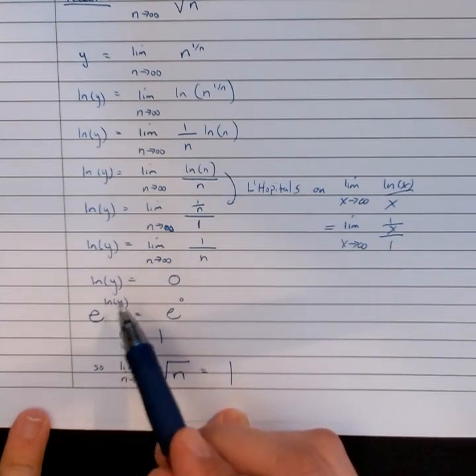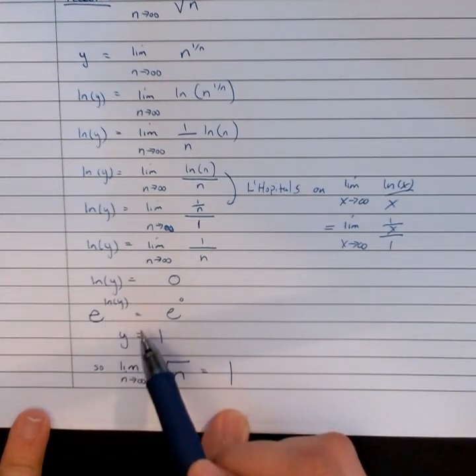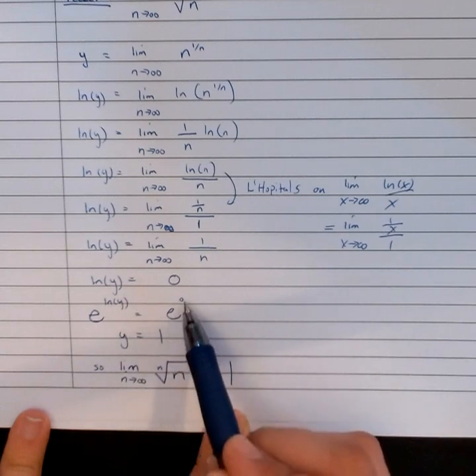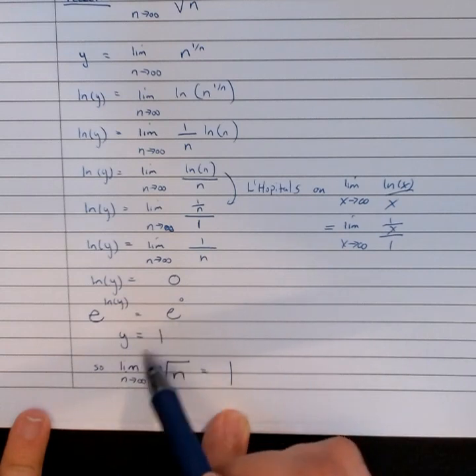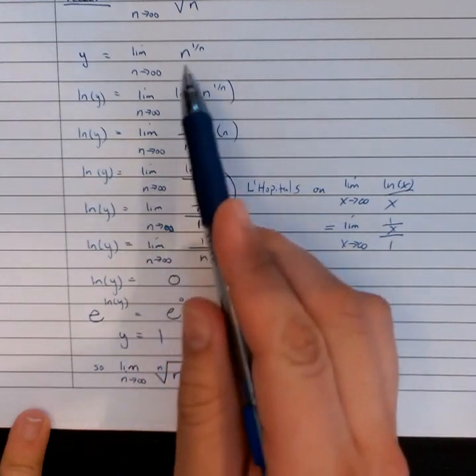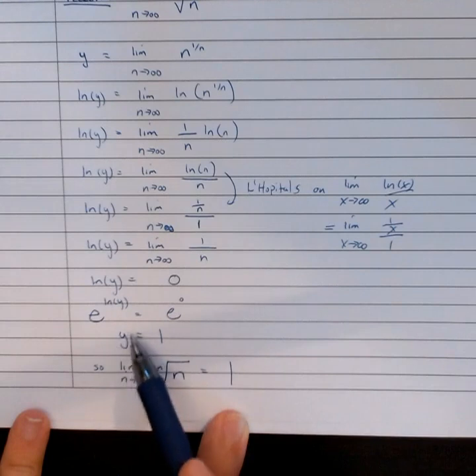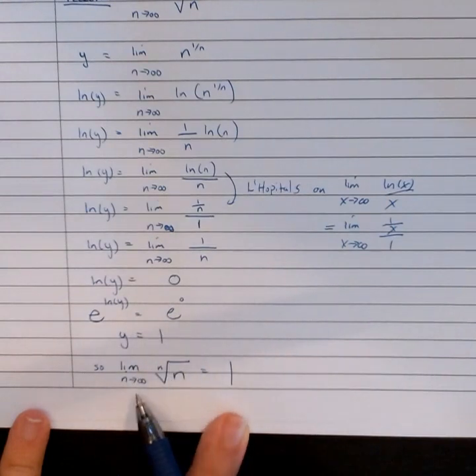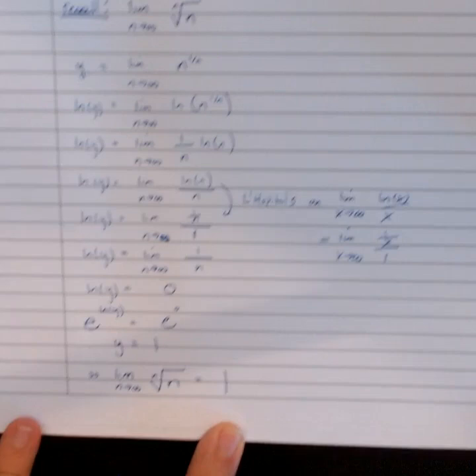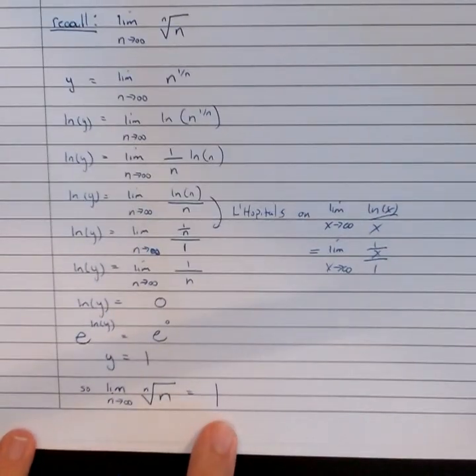But now e to the natural log of y is just y, and anything to the 0 is equal to 1. Oh, but y was that limit. Okay, so then that limit equals y, which must equal 1. So here, the limit as n approaches infinity of the nth root of n is equal to 1.